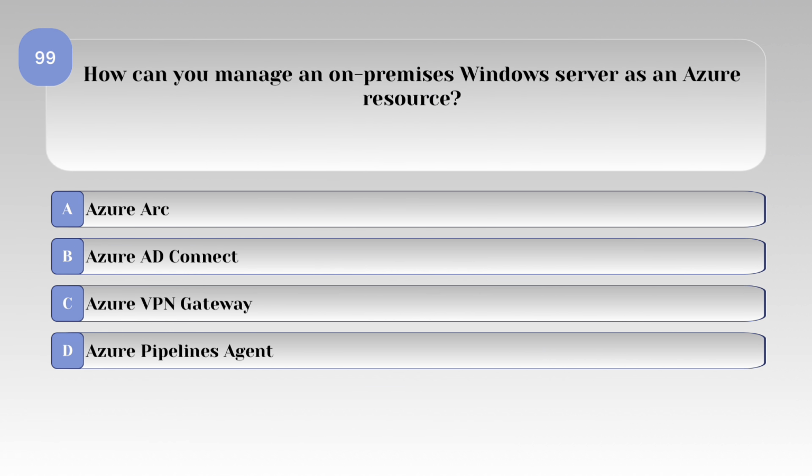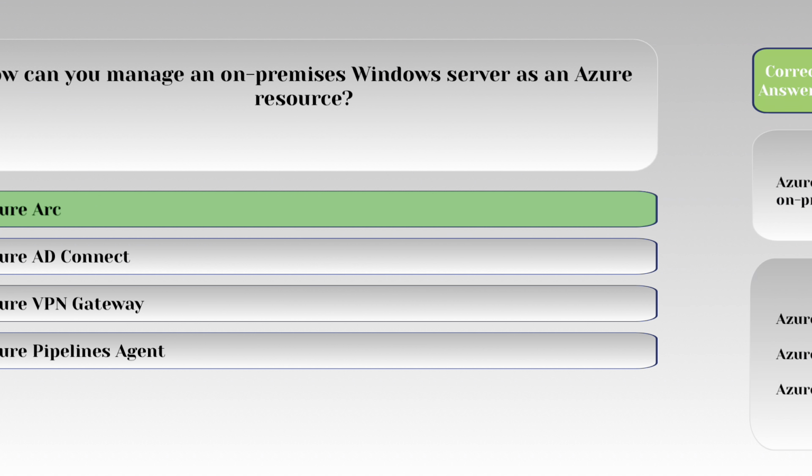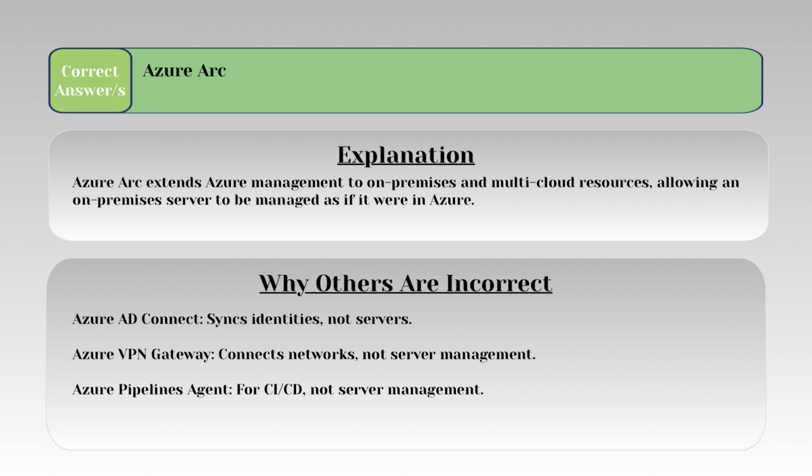How can you manage an on-premises Windows server as an Azure resource? Correct answer: Azure Arc. Explanation: Azure Arc extends Azure management to on-premises and multi-cloud resources, allowing an on-premises server to be managed as if it were in Azure.